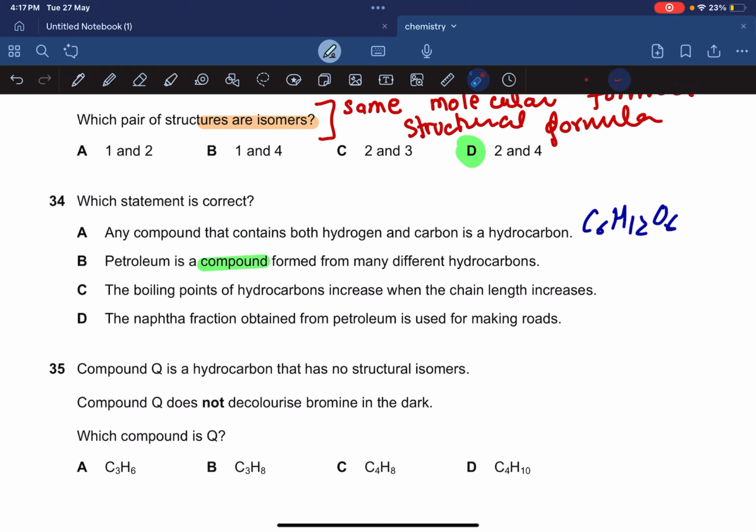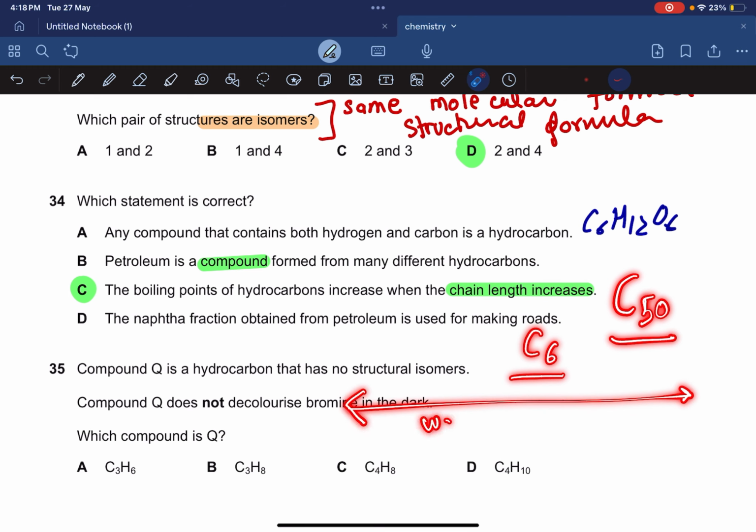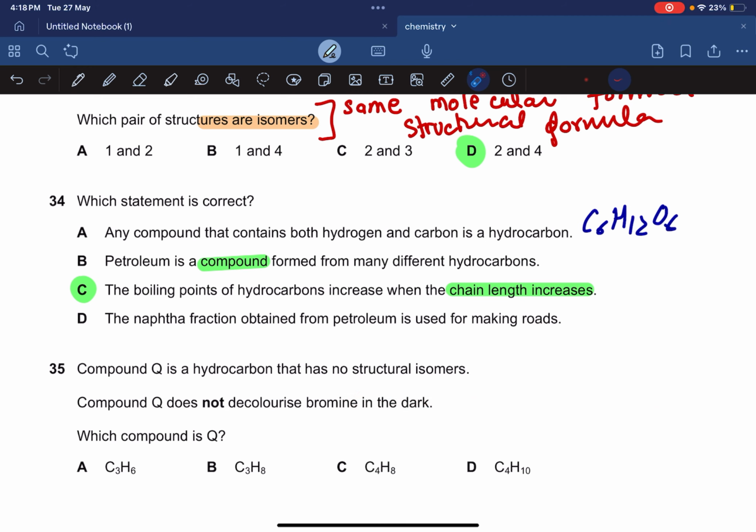The boiling points of hydrocarbons increase when the chain length increases. Oh, that's a good statement. Look, your carbon atoms are increasing. As the number of carbon atoms in the chain increases, C6 only has 6 carbon atoms, whereas C50 has 50 carbon atoms. The chain length increases, so the forces of attraction also increase. The van der Waals forces. This is the name of the forces. The van der Waals forces of attraction increase. So the boiling and melting points increase as the chain length increases.